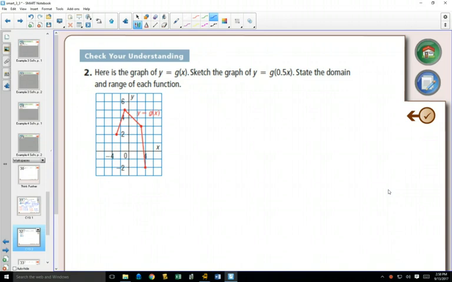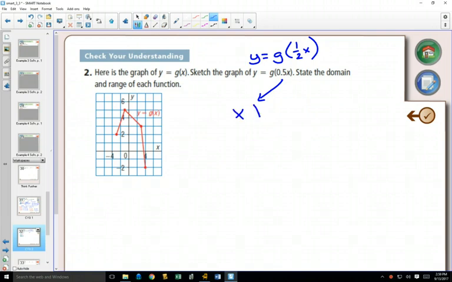This time, if we are describing things, we've got a graph of g of x here, and we're going to look at y equals g of 0.5x. Now we have something inside the function. It's going to affect the x value. You can think of that, and sometimes it's going to be easier to use fractions than decimals. You can think of that as 1/2 x inside the function.